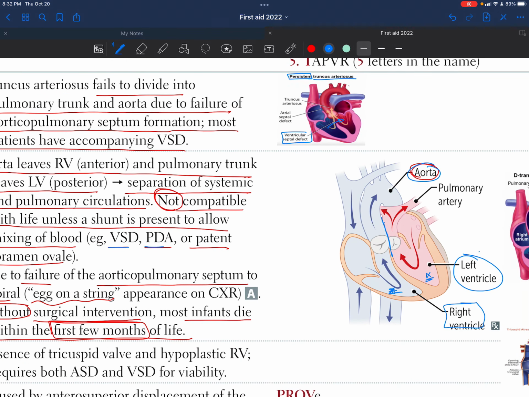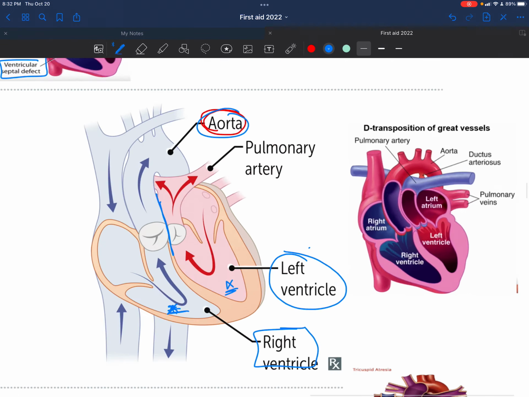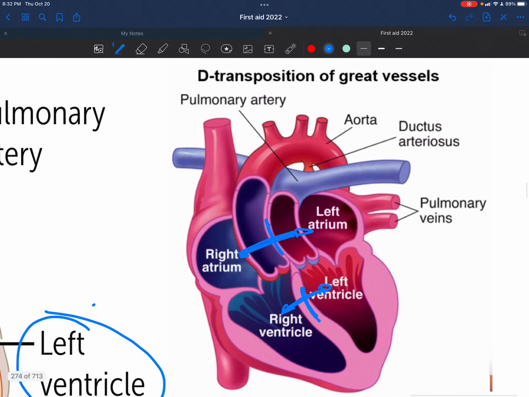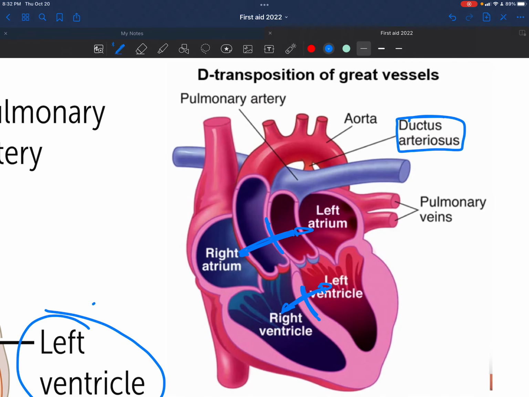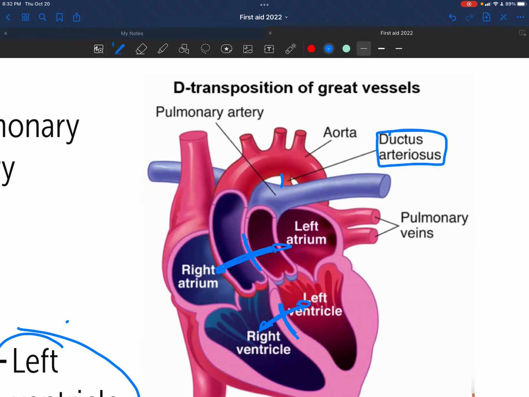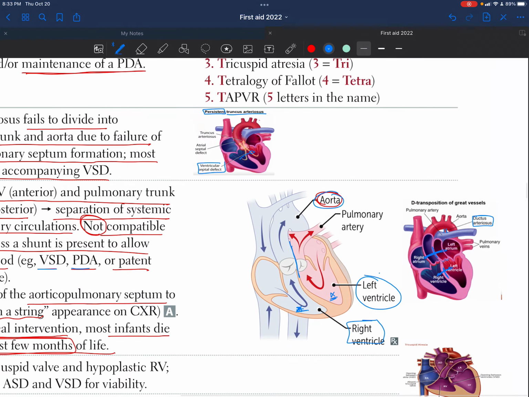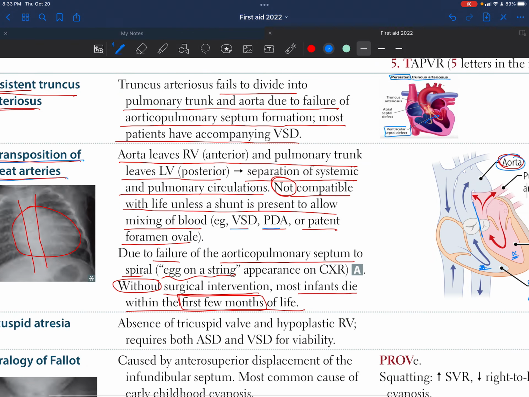For example, VSD, PDA, or patent ductus arteriosus. That is basically an opening between the two ventricles to allow blood mixing between the two, or an opening between the two atria to allow blood mixing between those, or having a ductus arteriosus, and that is the connection between the two main arteries, the pulmonary artery and the aorta, in order to allow mixing of that blood, so it would oxygenate and go out to the whole body as oxygenated.